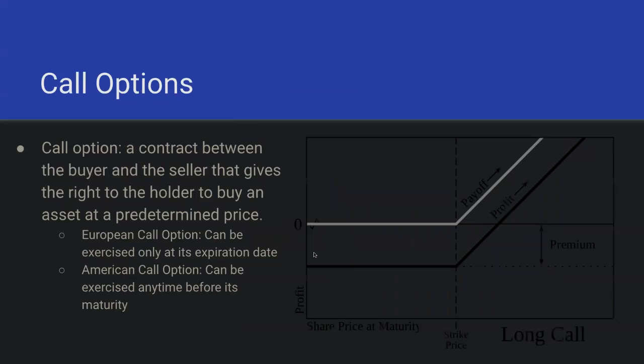So now let's move on to the relevant terms. So we'll start with options. So an option is a term interchangeable with derivative.